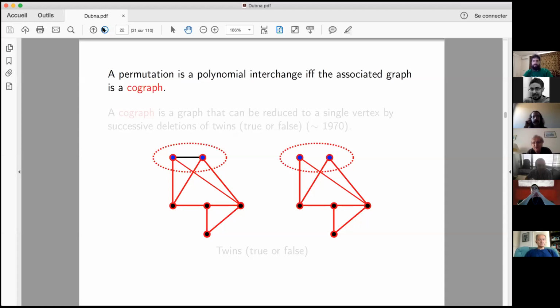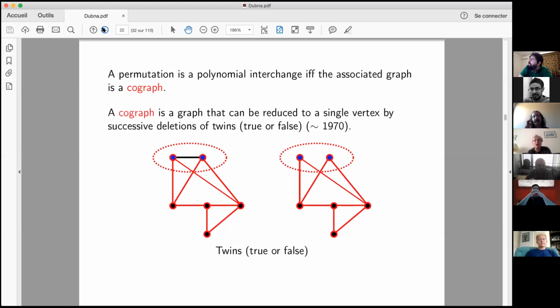A cograph is a concept that was invented in the 70s, basically by computer scientists. And the definition is very simple. I should first tell you what a twin in a graph is. Suppose you have a finite graph and 2 vertices. One says that these vertices are twins if they are connected to the same other vertices. You see on my picture, on the left and on the right, you have 2 vertices in blue, and these 2 vertices have the same neighbors.